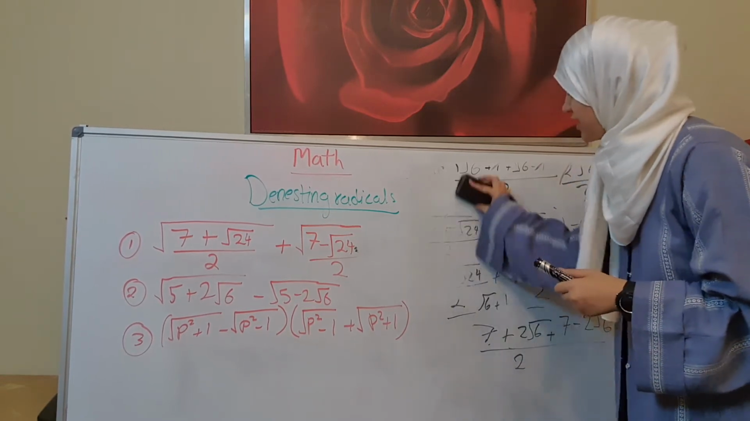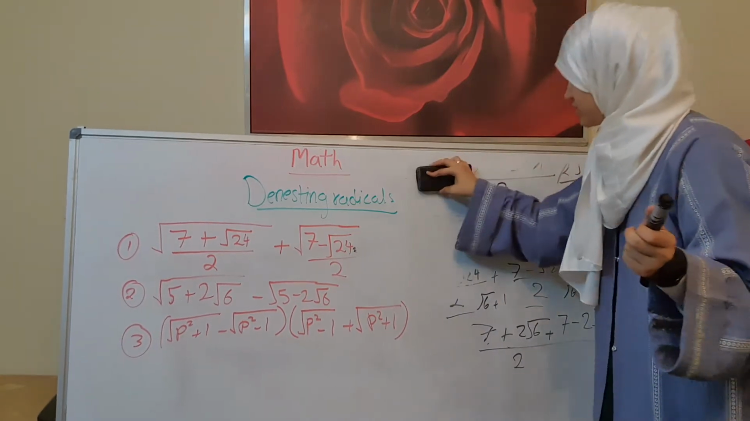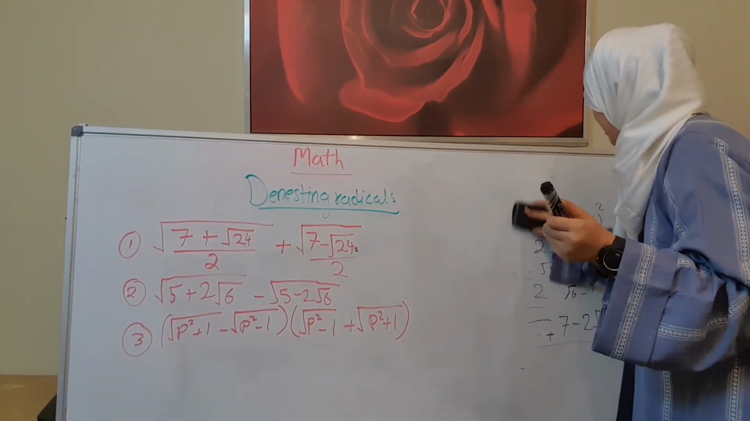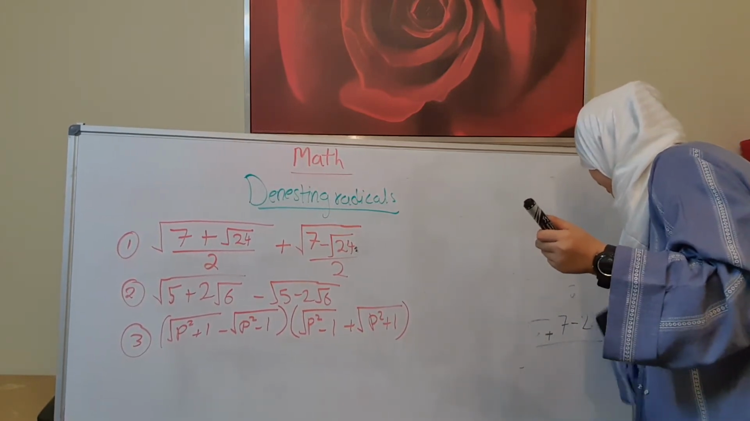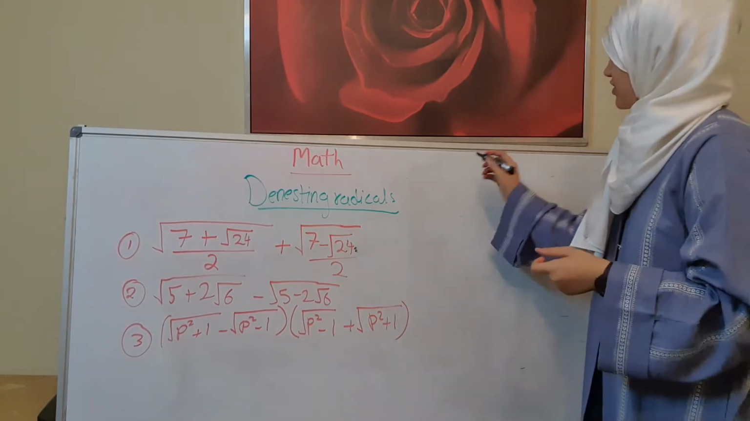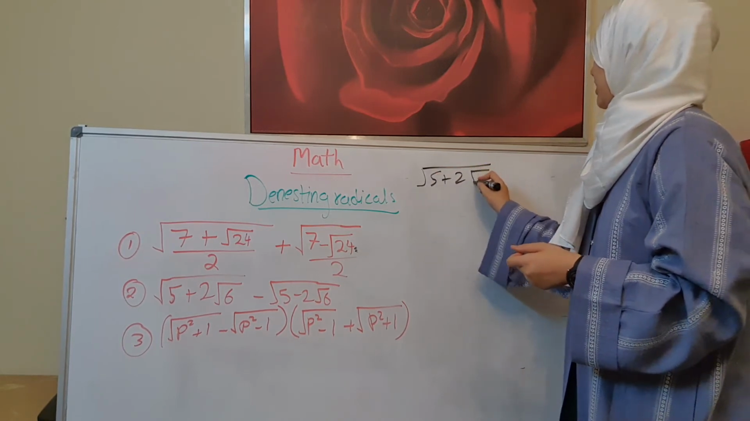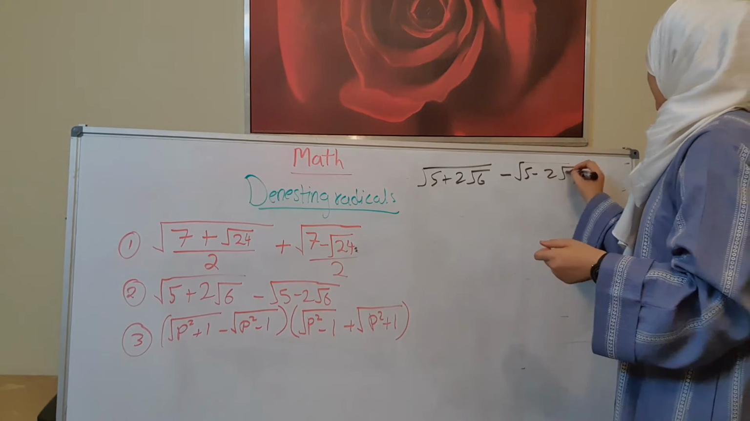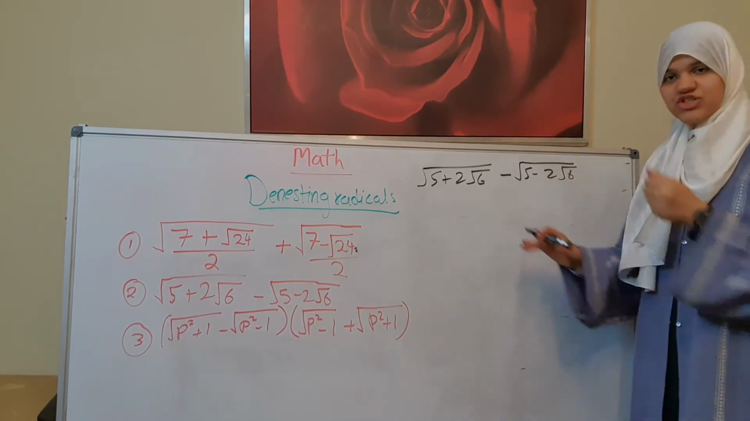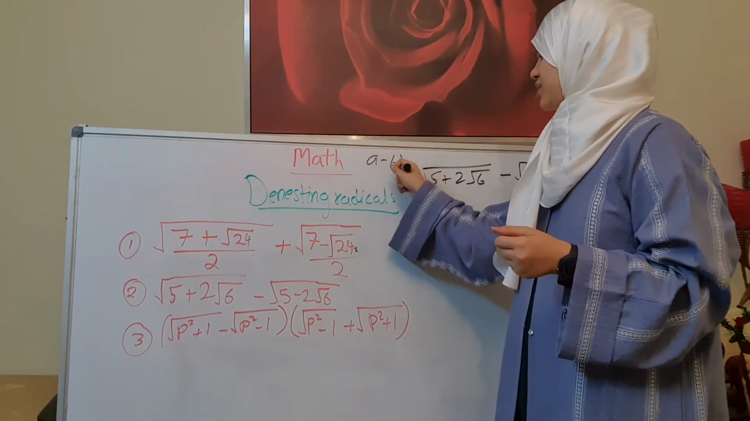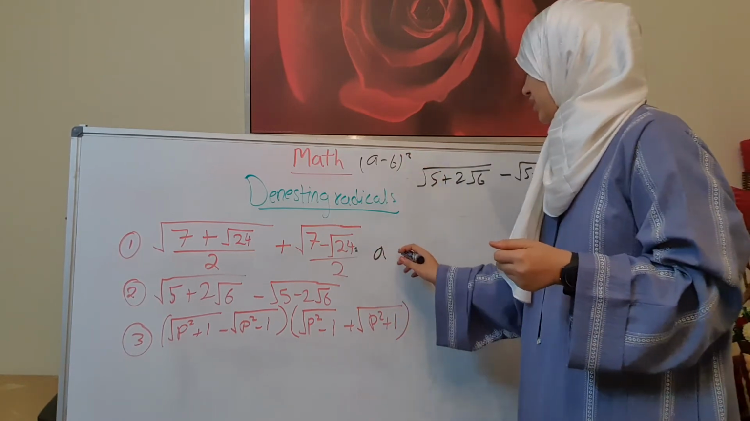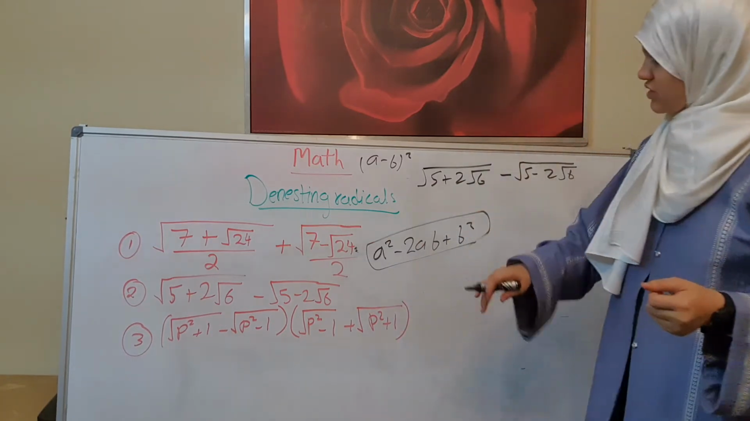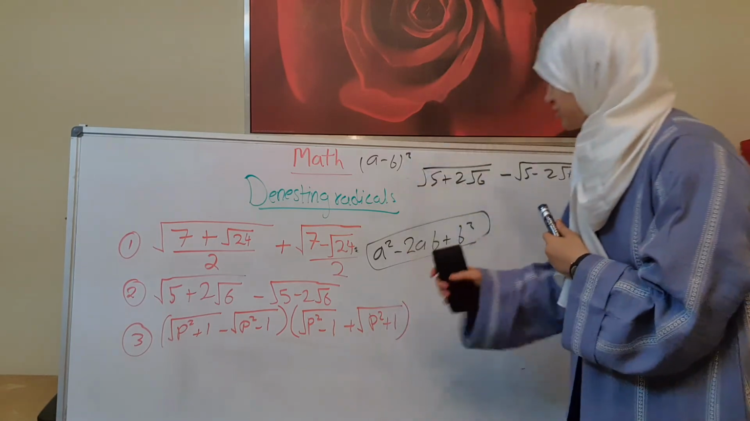Now the second question is the same as the first question, but without any fractions. That's what we have here: radical of (5 plus 2 radical 6) minus radical of (5 minus 2 radical 6). Now which rule do we use? We use (a minus b) squared, which means a squared minus 2ab plus b squared. We will use this rule in this question, but first let us solve it.